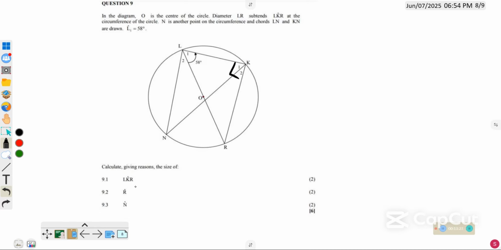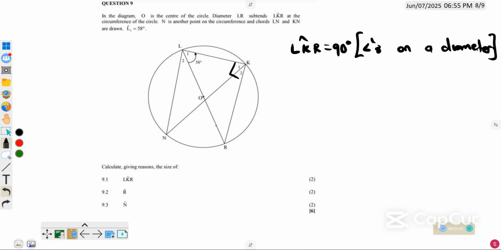So let's see. Calculate angle LKR. LKR is none other than the whole angle K. So LKR should be equal to 90 degrees. Why? These are angles on a semicircle, or angles on a diameter, like we said. Right. And then what else do we have? Find angle R. They are looking for this. But if you look at that triangle LKR, we already have 2 angles.